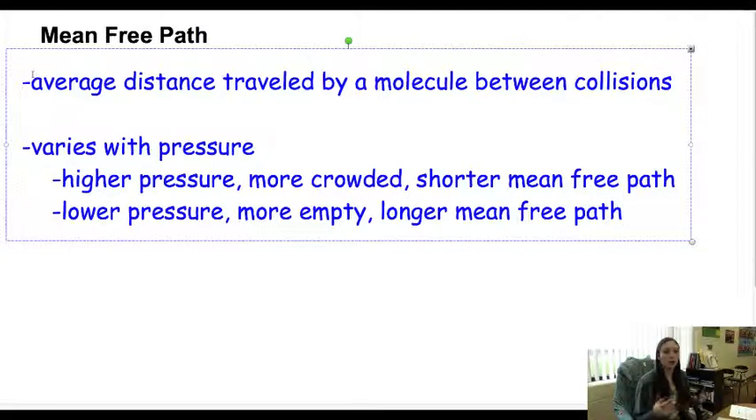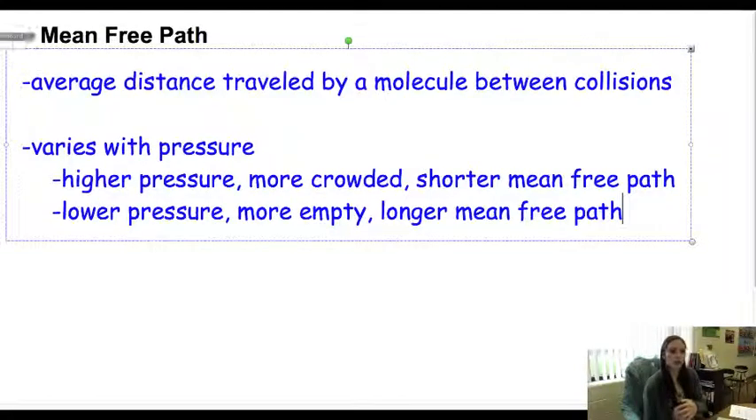That's just the distance that it travels. So if you go out in the hallway in between periods and you try and walk around, you have a very short mean free path before you bump into somebody else. If you go out in the hallway during class time, that's going to be a much longer mean free path. There are fewer people that you're going to bump into and run into.